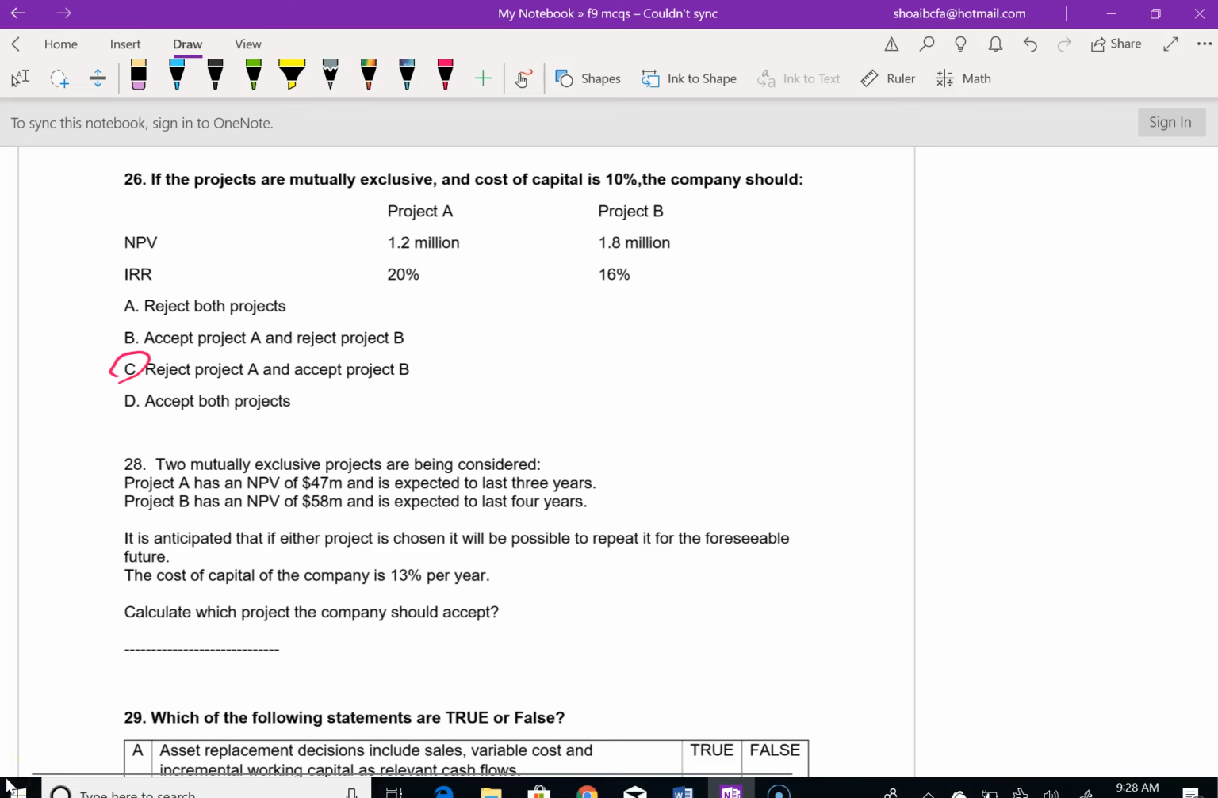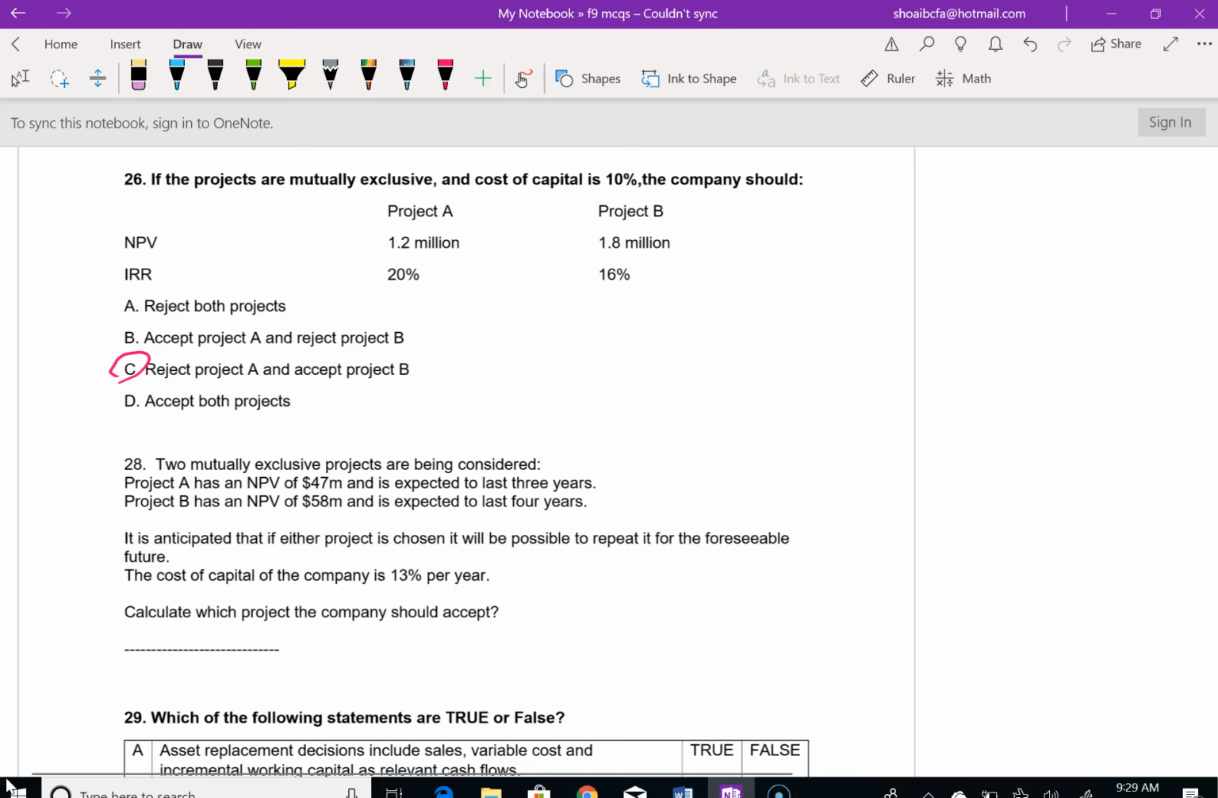Next question is 28. Two mutually exclusive projects are being considered. Project A has an NPV of $47 million and is expected to last 3 years. Project B has an NPV of 58 million and is expected to last 4 years. So that means we are comparing two projects with two different lives. Remember one thing, we cannot compare two projects having different lives.